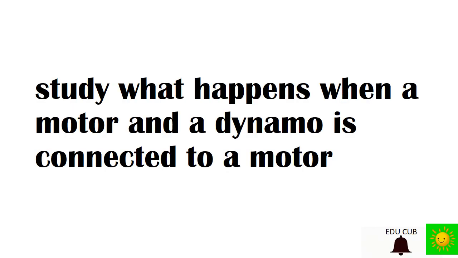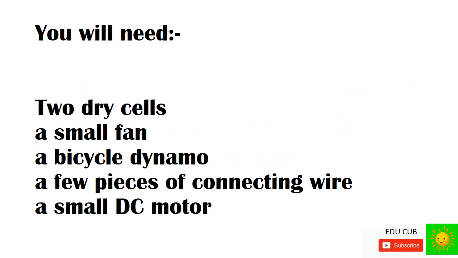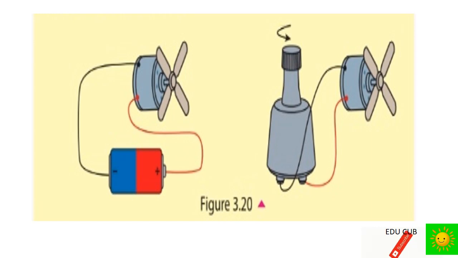Let's study what happens when the motor and the dynamo are connected. You will need 2 dry cells, a small fan, a bicycle dynamo, a few pieces of connecting wire, and a small DC motor. Connect the circuit like this. Connect the dry cells to the small DC motor. Then connect the dynamo to the motor.